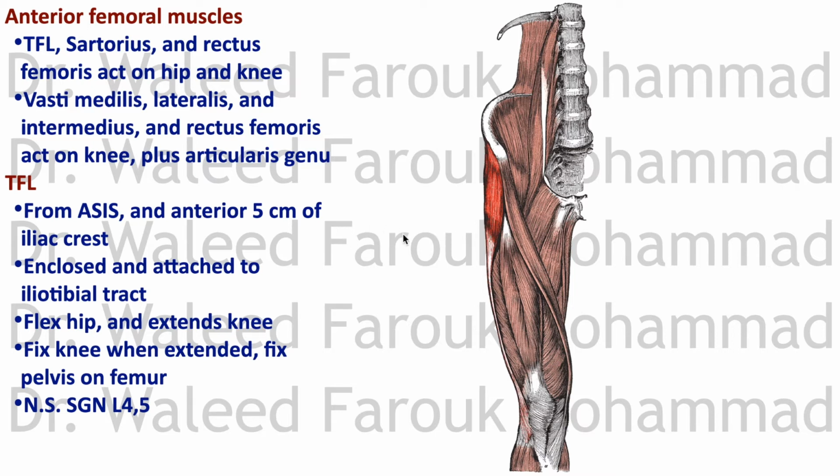So this is the tensor fasciae latae muscle, and you don't find it in dissection unless you cut the deep fascia or the iliotibial tract envelope that encloses the muscle.